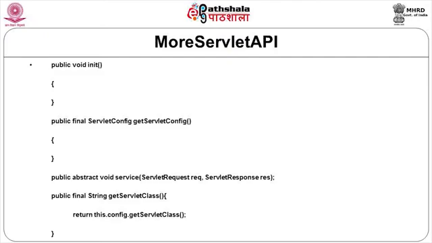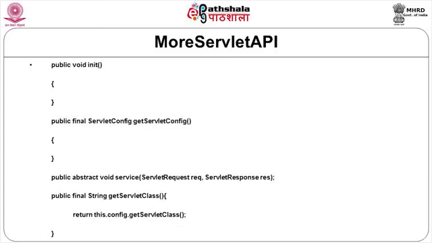Let us keep this also final. We do not want someone to play around with these methods. So, all these 4 methods we can make them final, right. So, we have public final return type String, method name is getServletClass, no parameters.